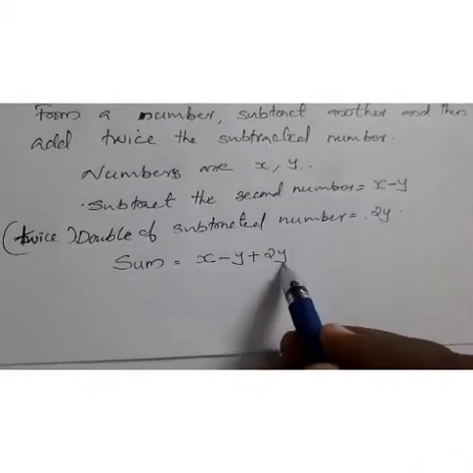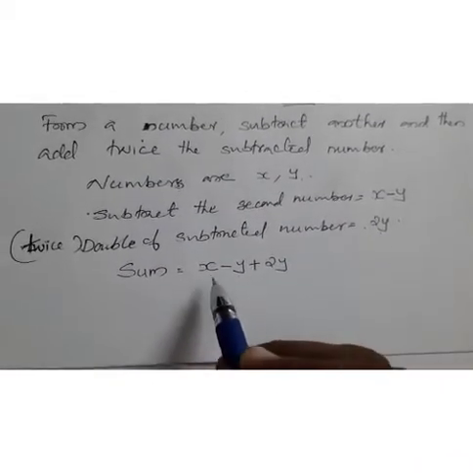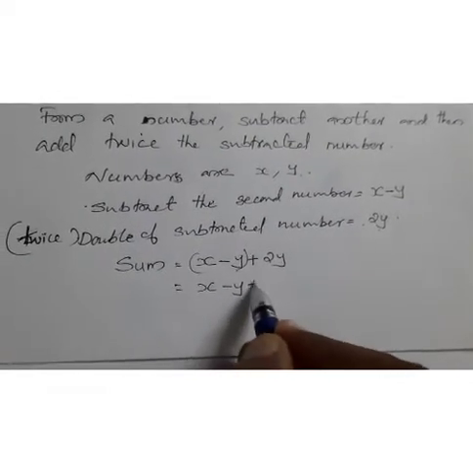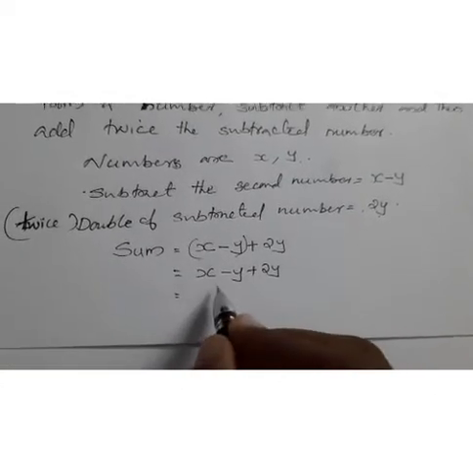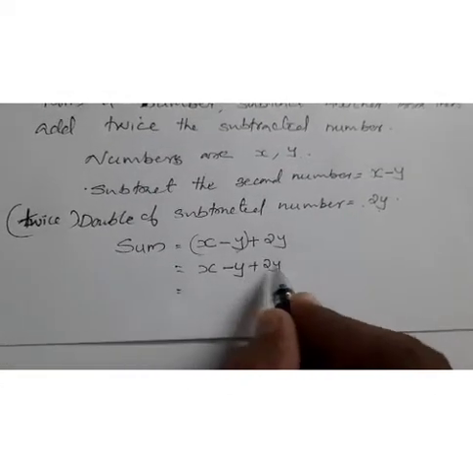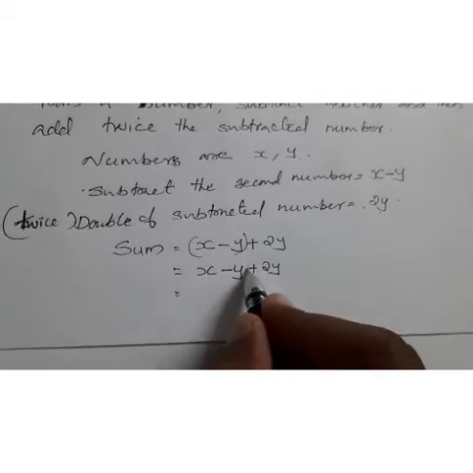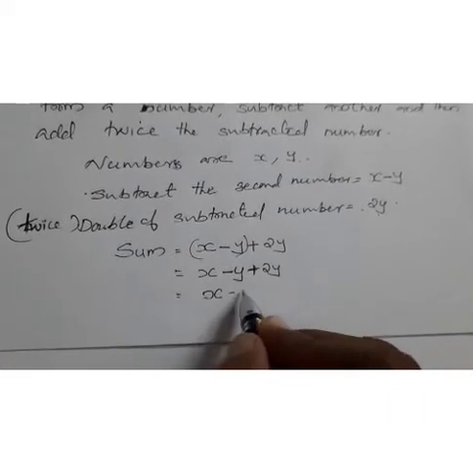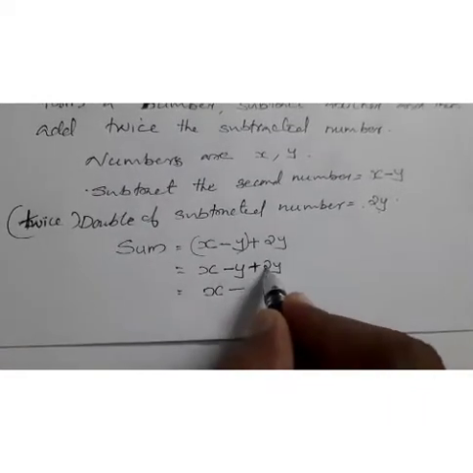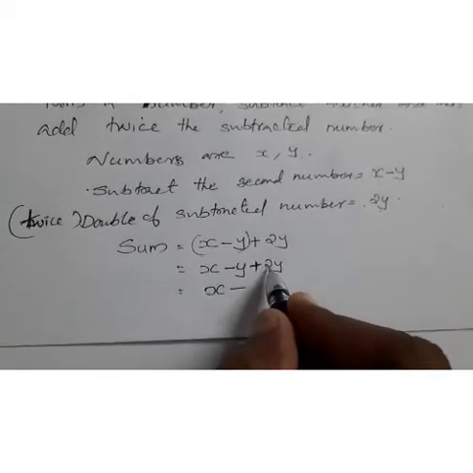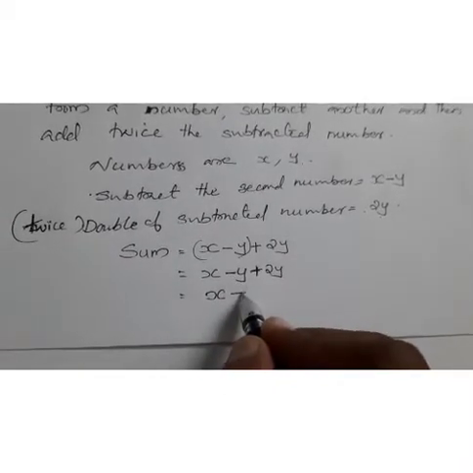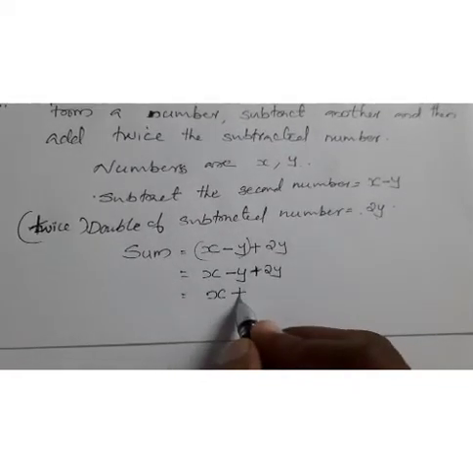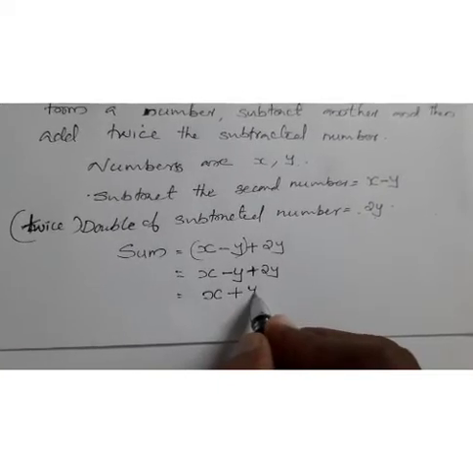Then double the subtracted number. So x minus y plus 2y. It means minus y plus 2y. So you have to subtract 2 minus 1. So it is 1. You get x. Subtract from larger to smaller. So 2 minus 1 is 1. And take the sign of the higher number. So plus y.